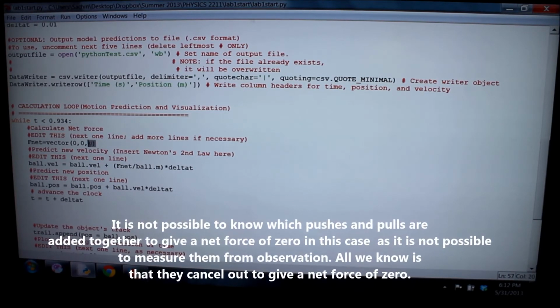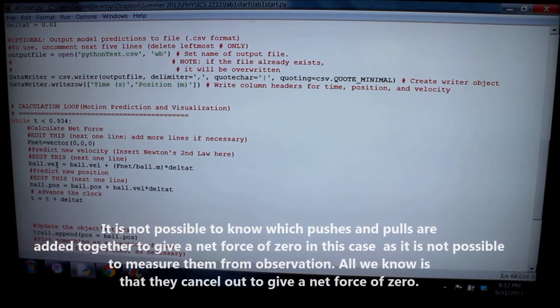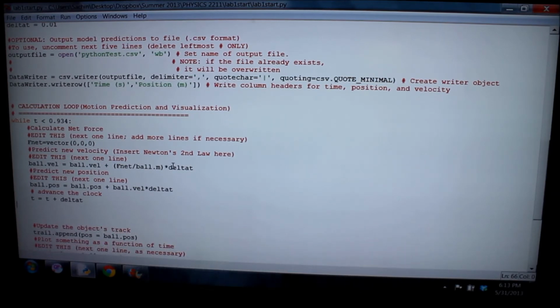The total net force was 0. This line right here represents Newton's second law. This is the initial velocity, this is the final velocity, and because the net force is 0, all of this disappears, and the final is equal to the initial, meaning constant velocity. This equation right here is basically a position update. This is the final position, this is the initial position, this is the velocity of the car times the change in time. And this basically gives us the position of the car with respect to time.